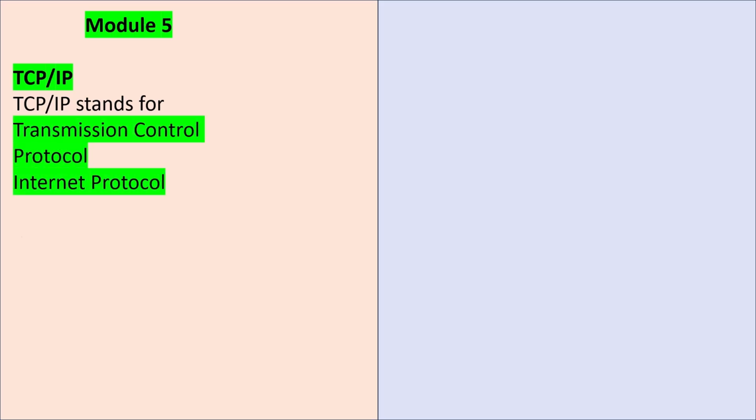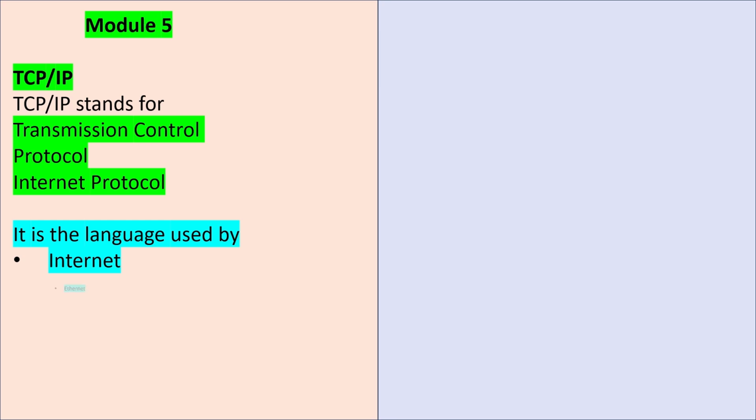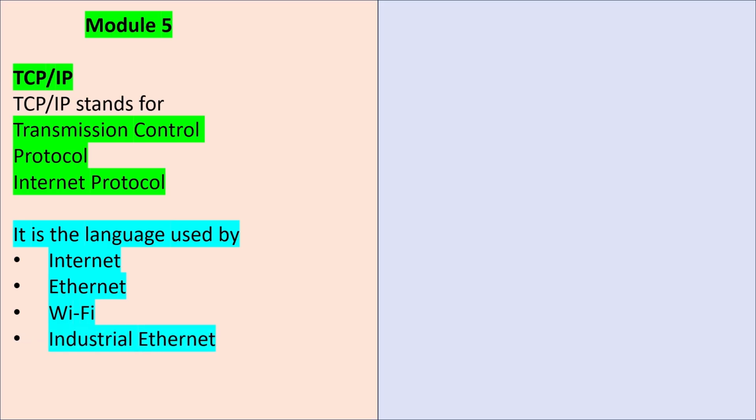Module 5. TCP-IP. TCP-IP stands for Transmission Control Protocol, Internet Protocol. It is a language used by the Internet, Ethernet, Wi-Fi, and Industrial Ethernet. Almost every modern PLC uses TCP-IP.